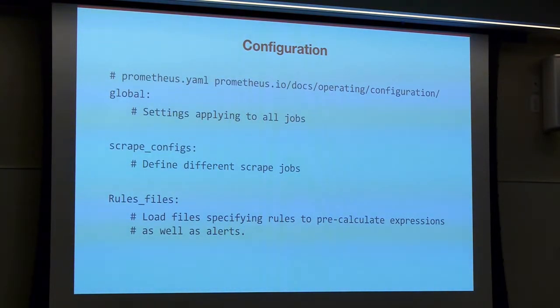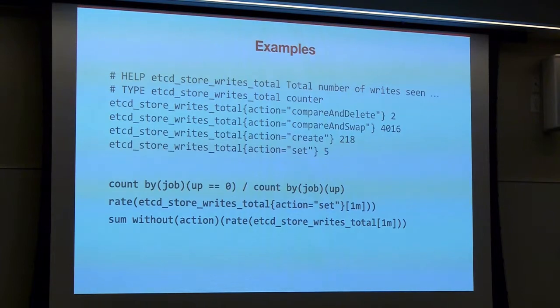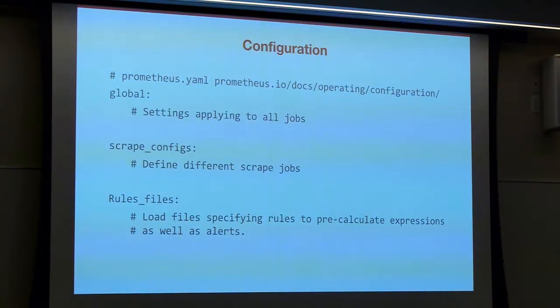The same rule will evaluate the same expression every 15 seconds. So for example, any of these expressions could be evaluated every 15 seconds, and then you only need to ask for this pre-calculated metric in your dashboard. So that's what basically rules are for. It's kind of a caching, and then the alert definitions also happen in the rules files. I will show some examples for that later.